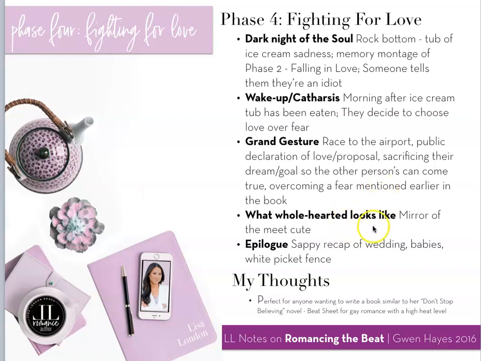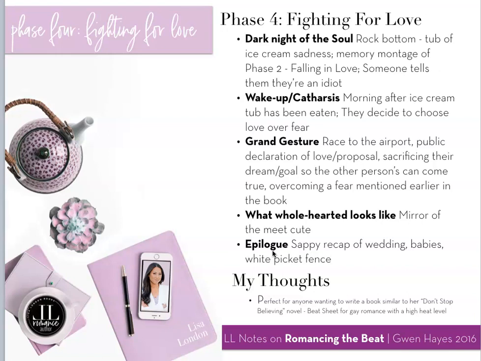And then what wholehearted looks like. So she talks about this a lot, the whole without the W, like there's a hole in your heart. That's how you were before. And now she's saying that you're now wholehearted with a W. So it should be a mirror of the meet cute. Like maybe if they met at a cute little coffee stand, they're back at that same coffee stand, but they're holding hands now and they're in love. And then epilogue. And honestly, I haven't seen epilogues since, I want to say, the 80s. But you could still do an epilogue.